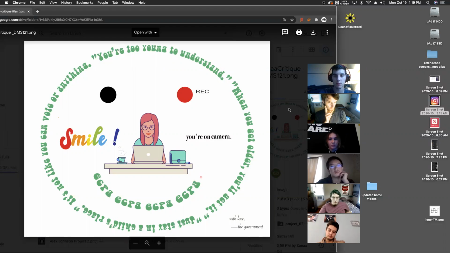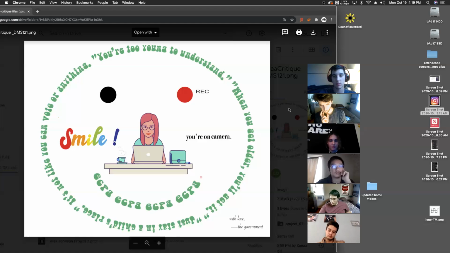So that's why, around the smiley face, it says you're too young to understand. When you get older, you'll get it. Just stay in a child's place. It's not like you can vote or anything. And so when it says smile, you're on camera, because even though kids, and by kids I just mean everyone under 18, are the demographic who uses the internet most often, they don't have any say in what their rights are.